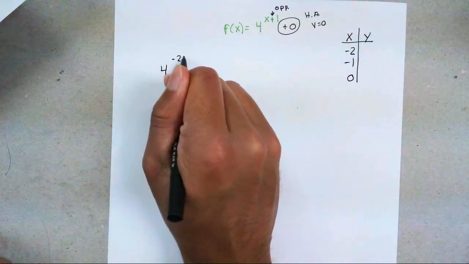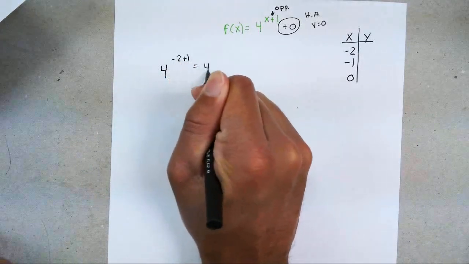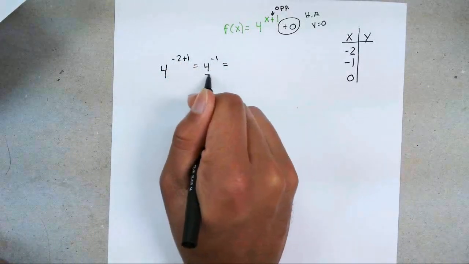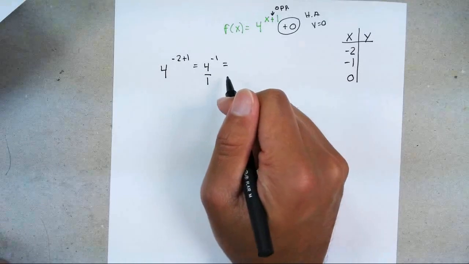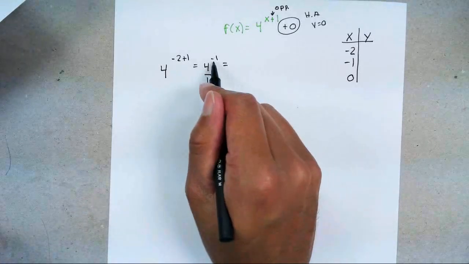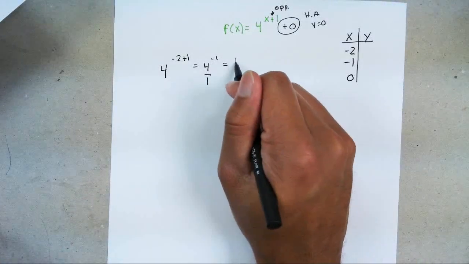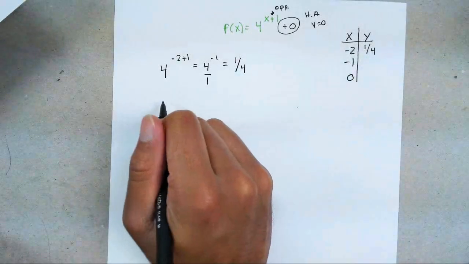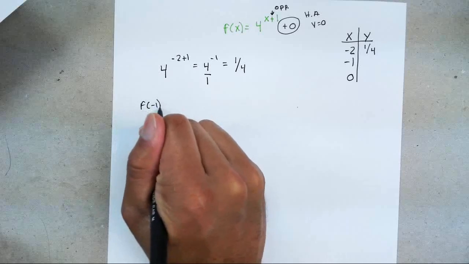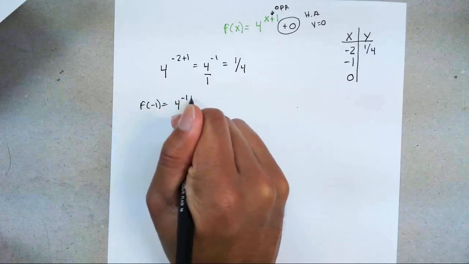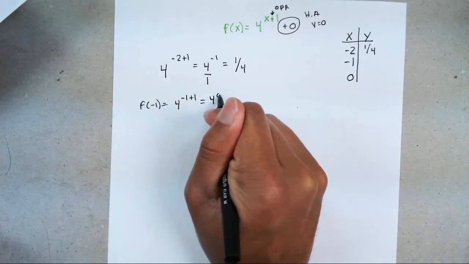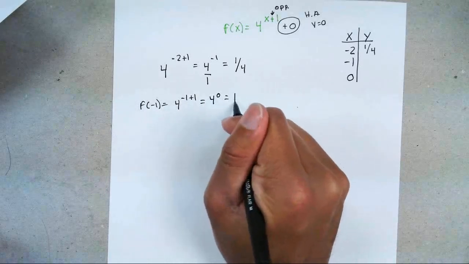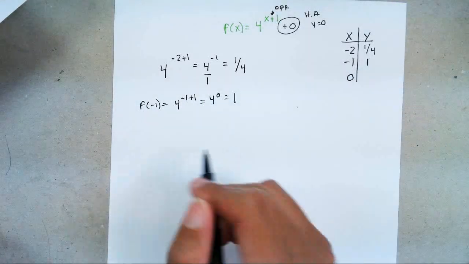4 to the negative 2 plus 1 will give you 4 to the negative 1, which once again, make this a fraction. Then when you make it a fraction, flip it. Anytime you have a negative exponent, flip the fraction. So you get 1 over 4, 1/4. Then plug in negative 1. That gives you 4 to the 0. What's 4 to the 0? 1. So there's a 1 there.